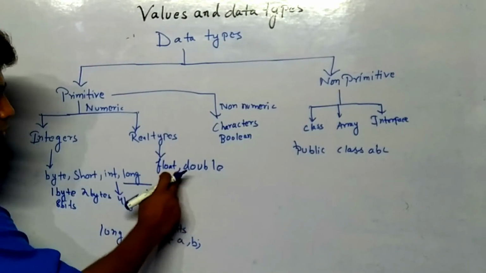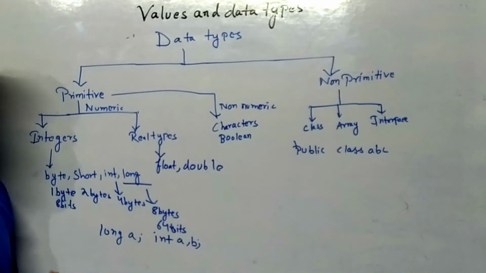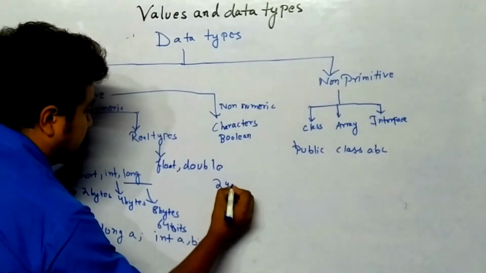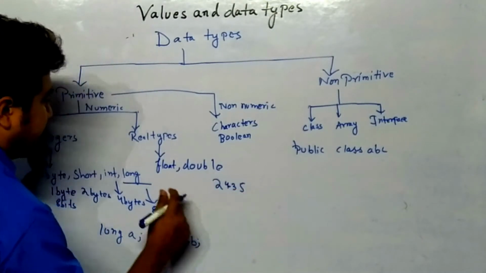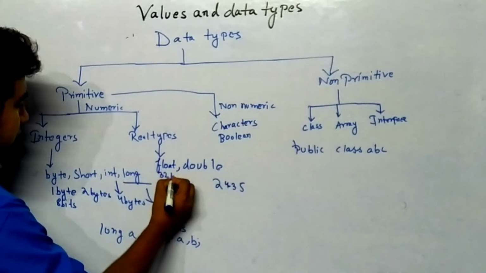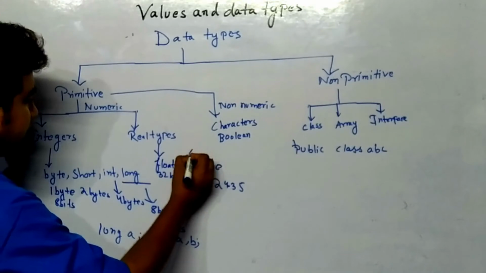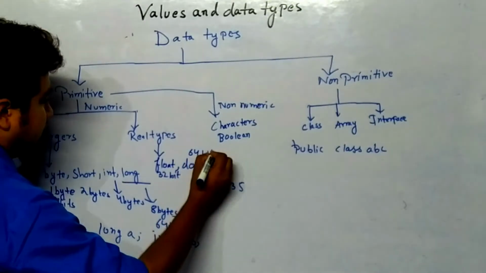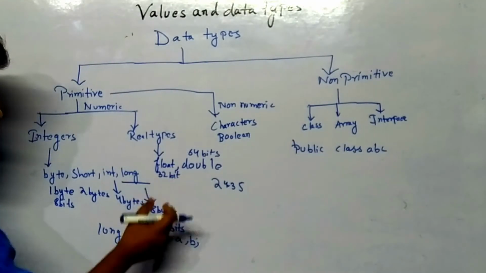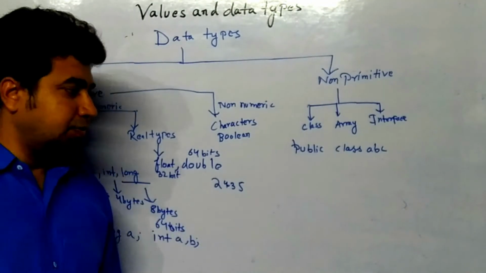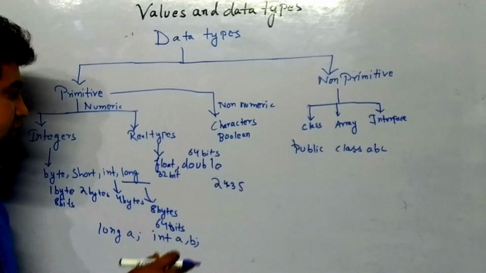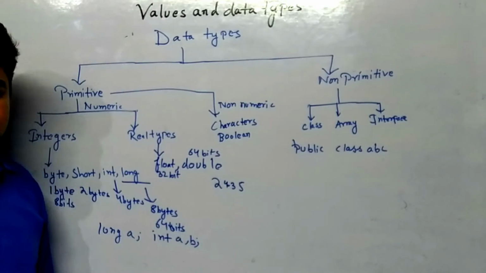Now about floating, float and double. These are storing decimal type of values. Decimal type of values means if you want to store 24.35, then you will be storing in float or double. And float size is 32 bit and double size is more, that is 64 bit. The size of float is small and the size of double is very large. Depending upon the requirement, you can choose your data type.